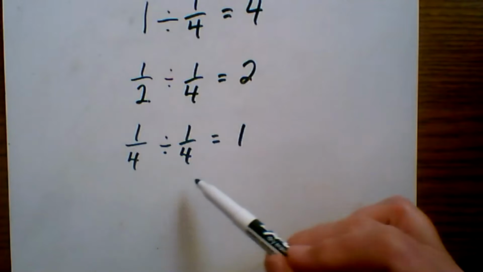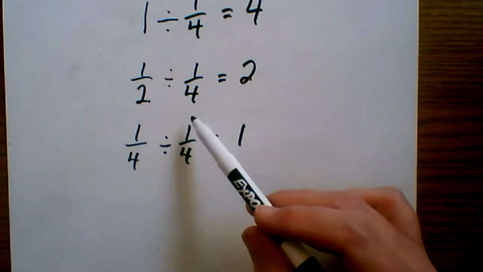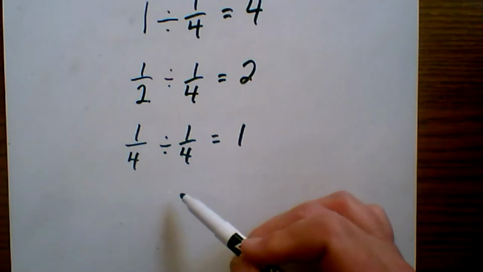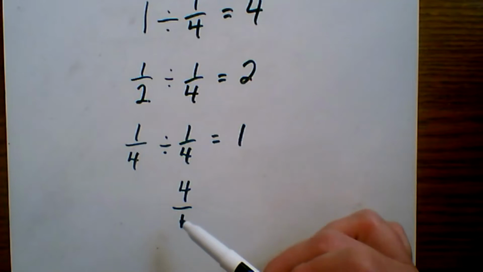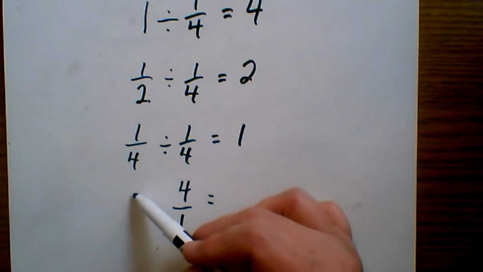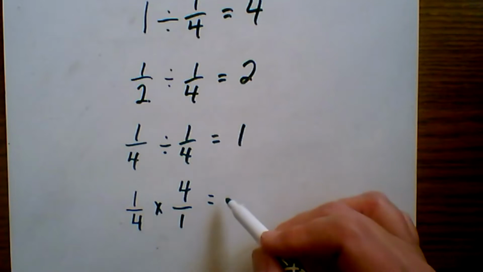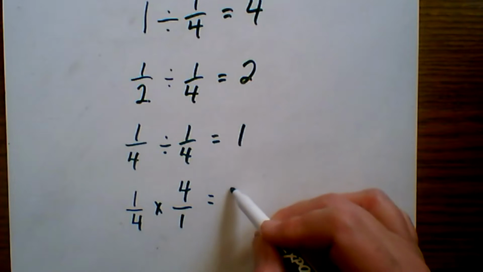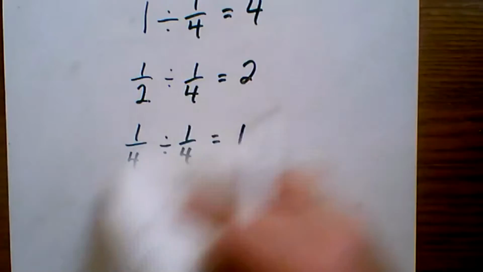So another way to look at this problem is to ask, what is the reciprocal of 1/4? Well, the reciprocal is 4 over 1, right? Normally we don't write whole numbers like that, but we can. So 1/4 times 4 over 1 equals 1, because we can cancel out the 4's, right? So let's go ahead and get rid of this, and then we'll keep going down looking at the examples.